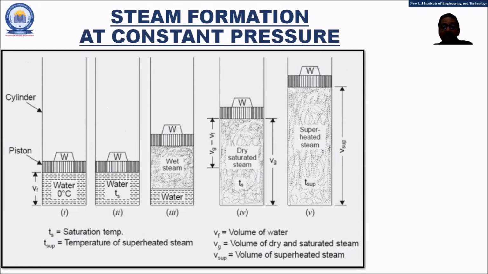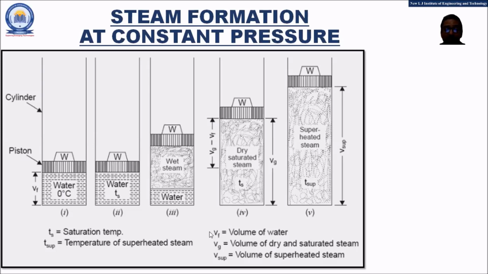So friends, for better understanding, I am taking a simple arrangement consisting of a cylinder and piston. On the piston, as you can observe, a weight W is placed and the cylinder is filled with water. In the first case, we are assuming the temperature of the water is 0 degrees Celsius. And in the second image, we are considering the saturation temperature of the water. Since the water is in normal conditions, we can observe that the weight W has maintained equilibrium with the water. There is no movement of the piston, there is no lifting of the weight W.